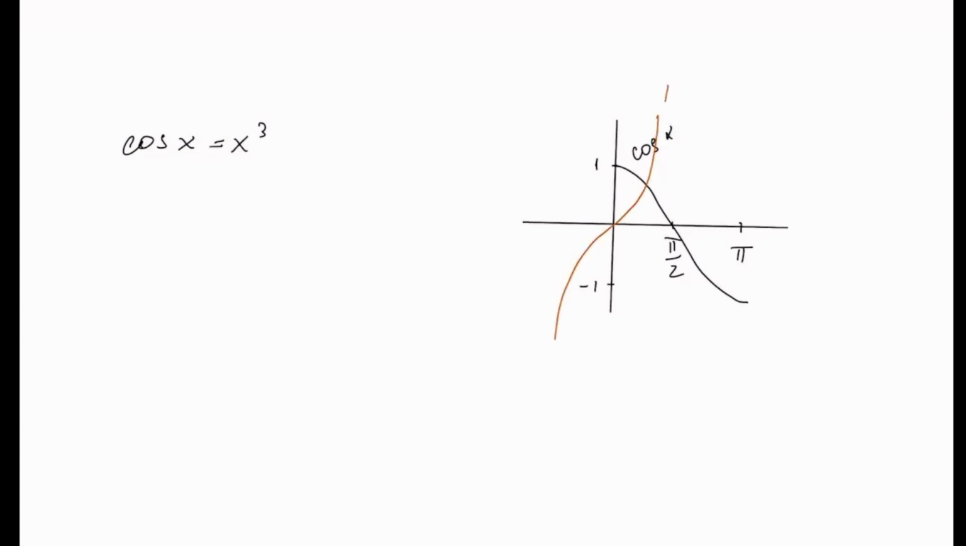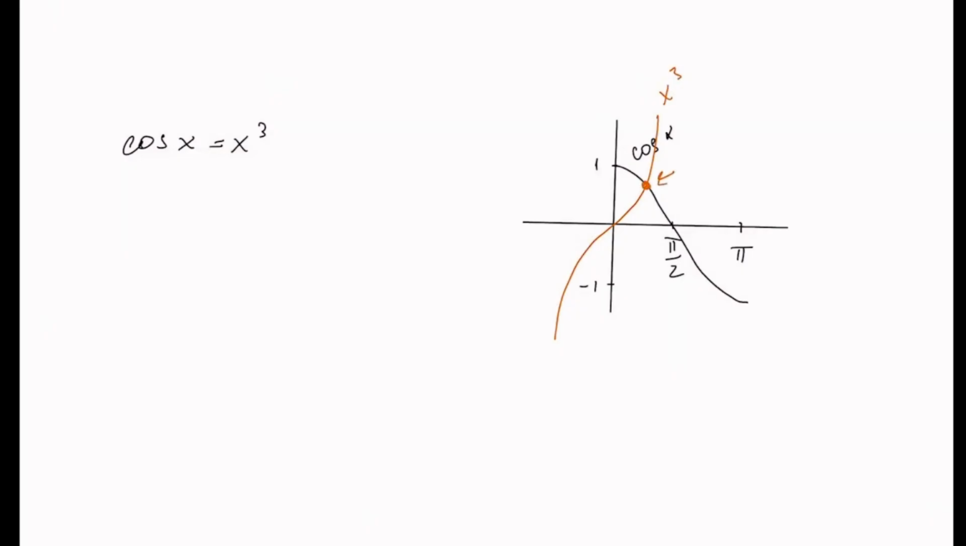Now let's look at the last example. Cosine x equals x cubed. Show that there is a solution. In this case, you will need to find your a and b yourself, or estimate it. So let me show you how the functions look. When I graph my cosine, I have 1, -1, pi over 2, pi. So cosine will look something like this. And x cubed looks something like this.